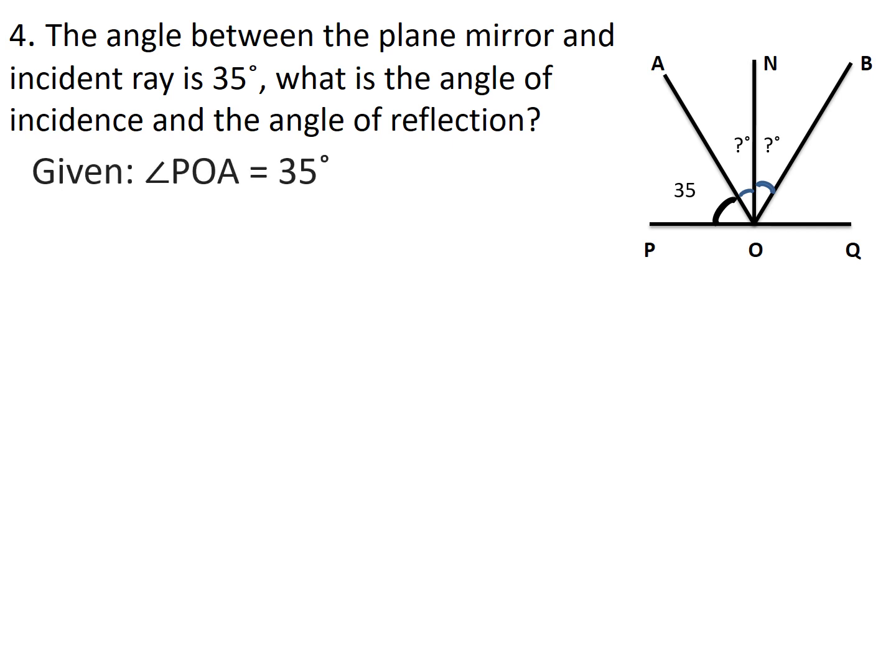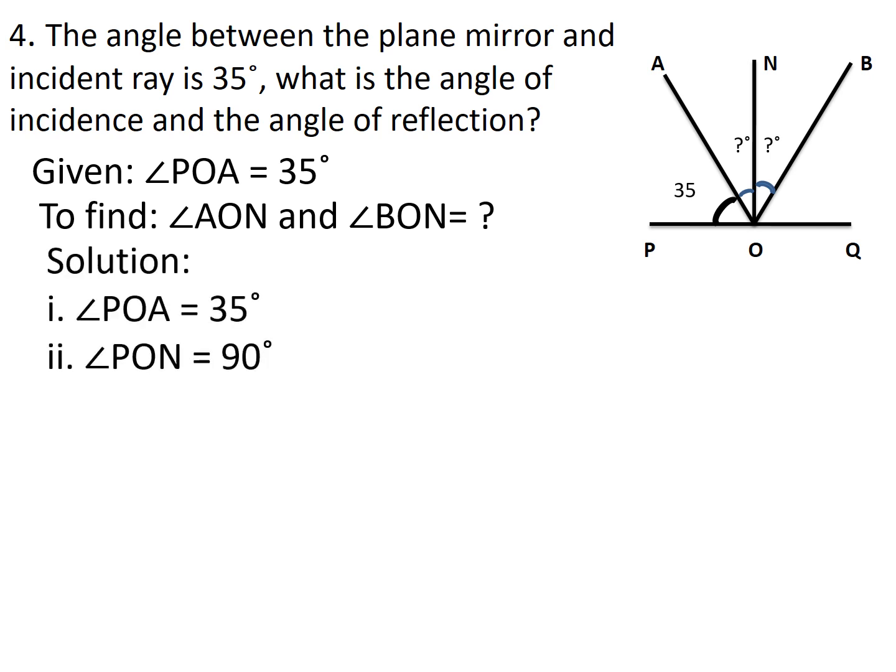Okay, so given. Now let's see what is given. POA is 35 degree, that is what is given. To find angle AON and BON, that is angle of incidence and angle of reflection. So what is my solution? POA is 35 degree, okay, and PON is 90 degree. I repeat, POA is already given, that is 35. Only thing you are considering the normal to the mirror, that is a 90 degree you are considering. So PON is 90 degree. These are the two things that you have to remember while solving the example.